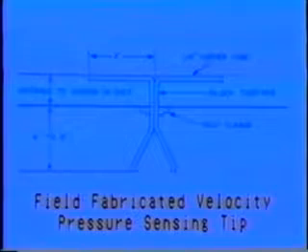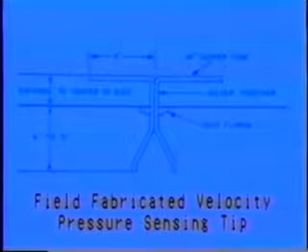A field-fabricated velocity pressure sensing tip can satisfactorily control the volume of air being delivered to a space. The field-fabricated tip, as shown here, provides control accuracy almost equivalent to a standard pitot tube. However, it should not be used as an indicating device since it does not measure a true velocity pressure. When locating a velocity measuring tip for purposes of control, it is important to select a portion of the duct in which the flow pattern and pressure distribution are relatively constant.